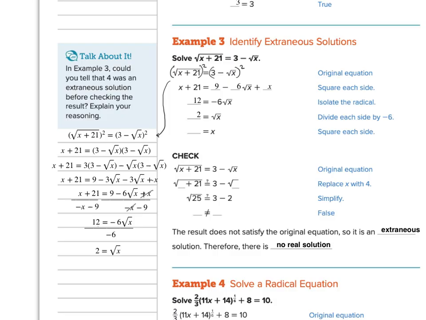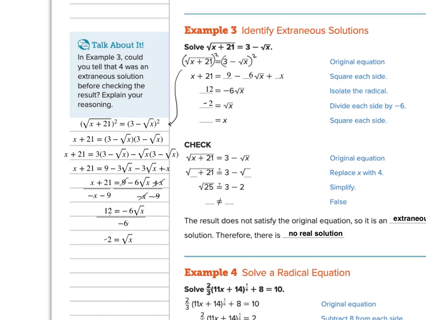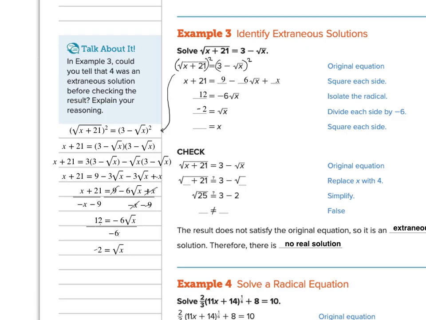So you would have 12 is equal to negative 6 square root of x, dividing both sides by negative 6. Shouldn't this be negative 2? All right, so we get to negative 2, right? That was clearly a typo on my behalf, because 12 divided by negative 6 is going to be negative 2. So this is how we get to this point right here.